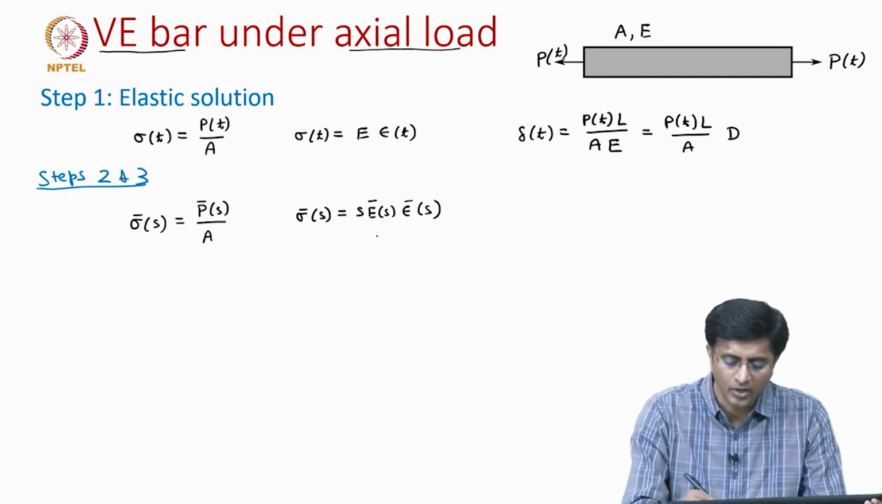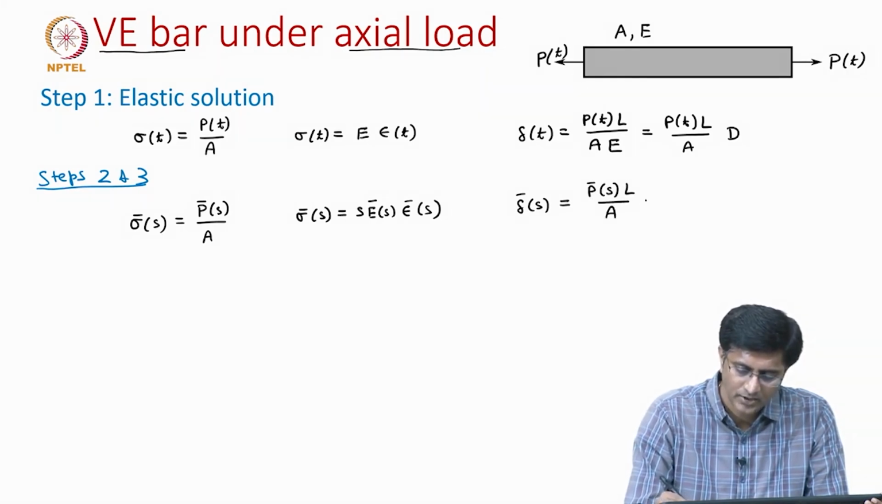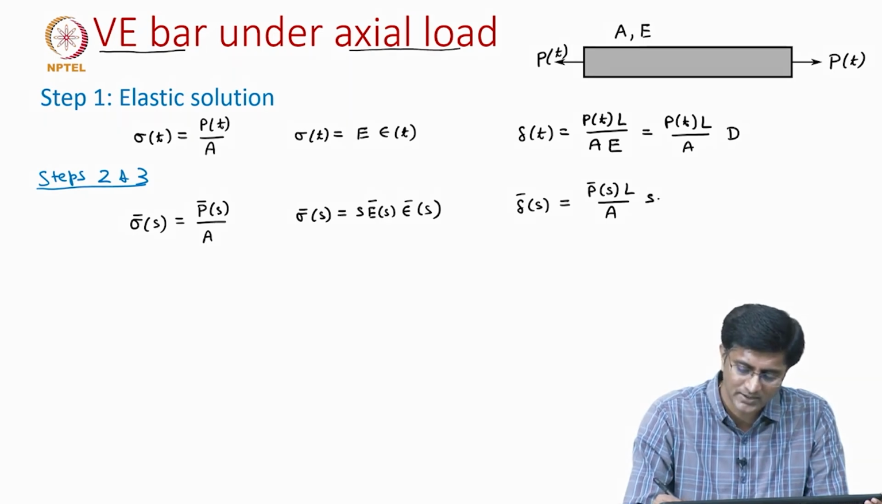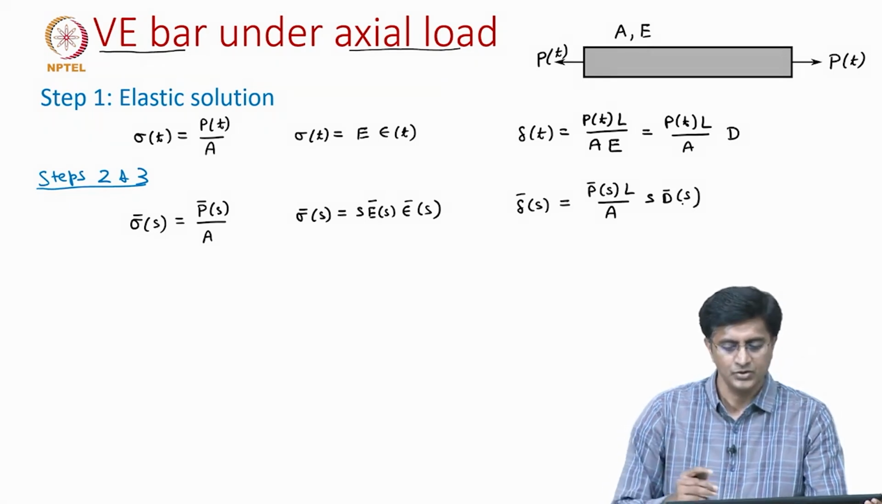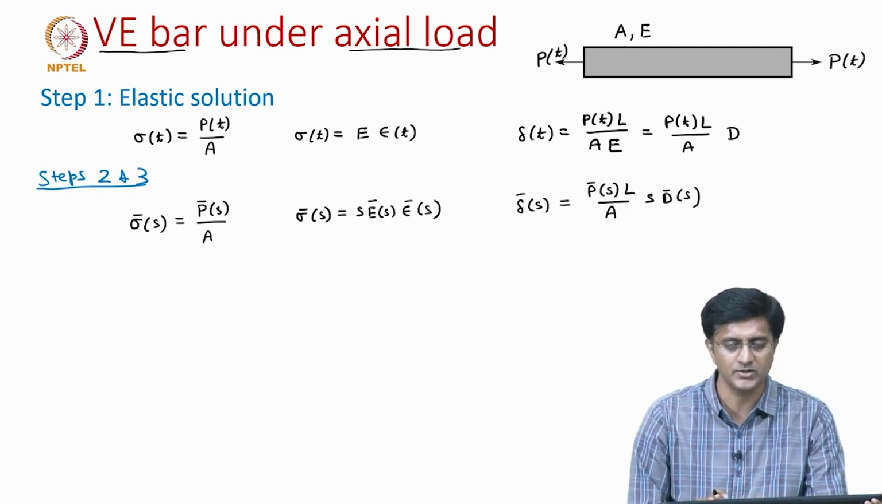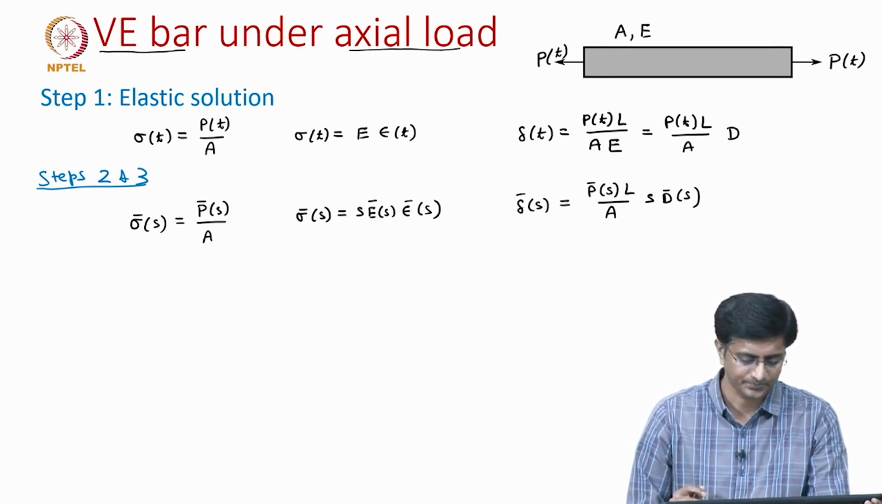Okay. And now, let us come to the third equation, delta of s. P is a variable, we will replace it with P of s, L is a constant, A is a constant, and D, since it is an elastic constant, we will replace it with s times D of s. Okay. So, what we have shown here is simply that we applied steps 2 and 3 of the correspondence principle, where we replace the variables and the elastic constants.